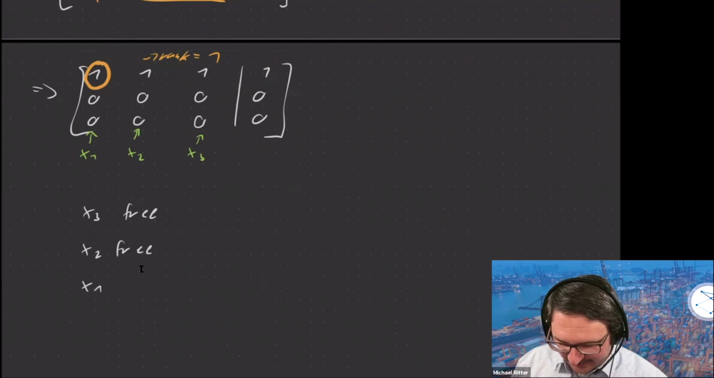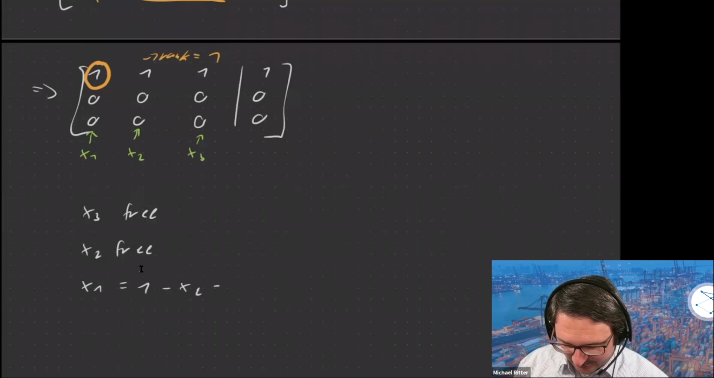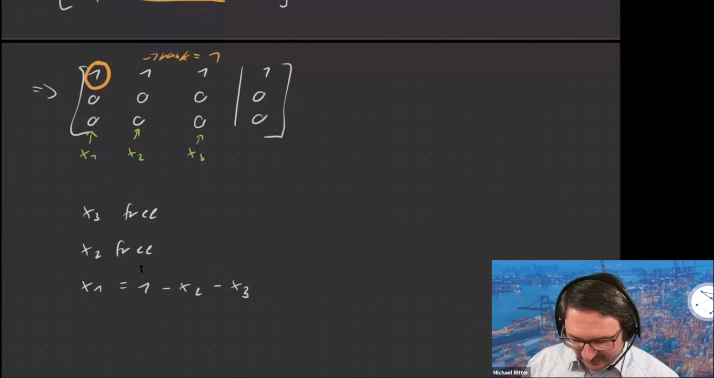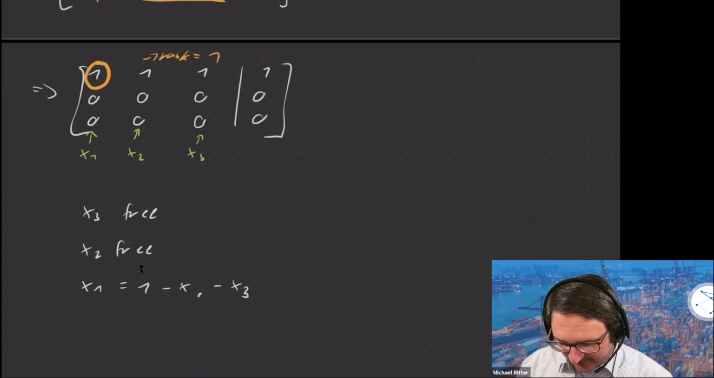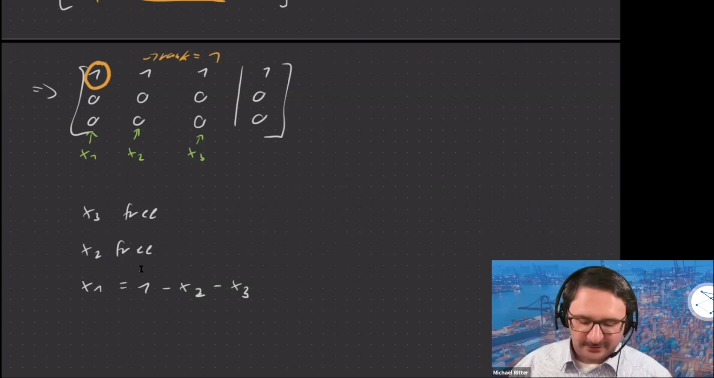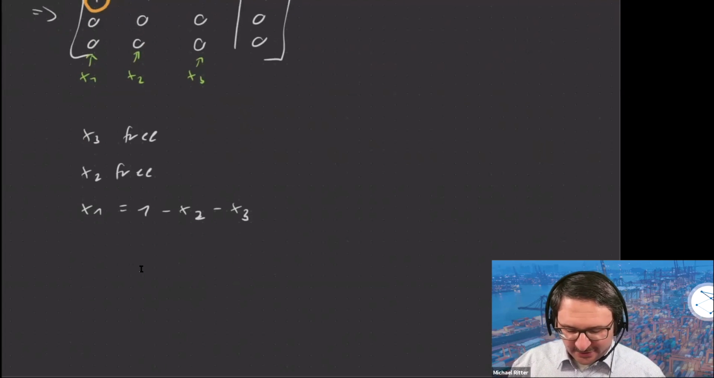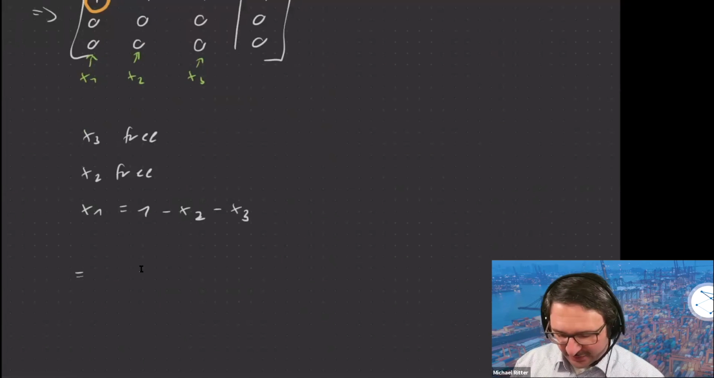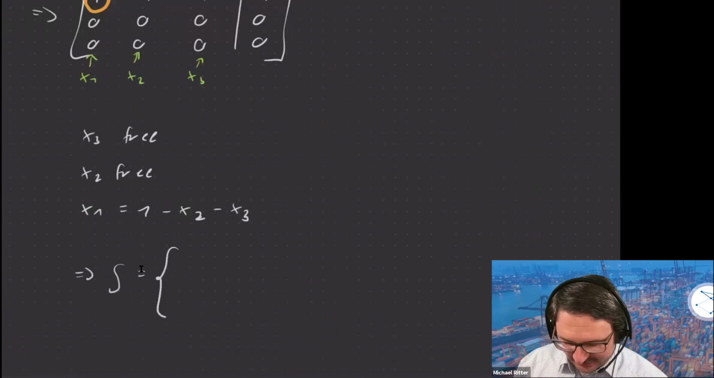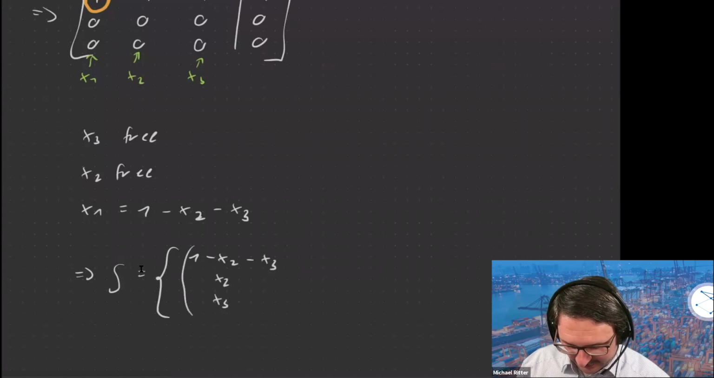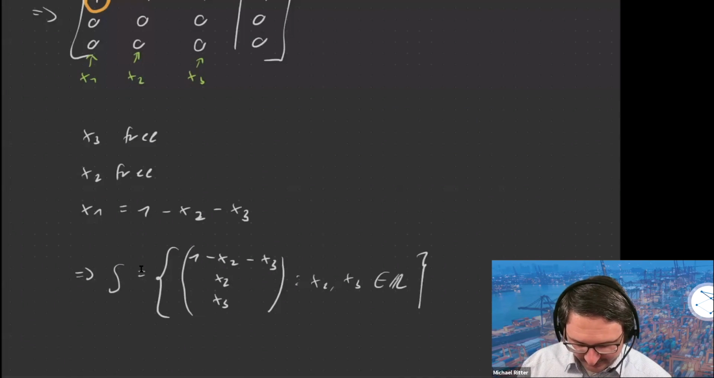So we take that, solve it for x1. That's again 1 minus x2 minus x3. We did that already. And this time we don't have values for x2 and x3 because those are free variables. And that means for any combination of those, we get one solution point. So the set of solutions is composed of all points that look like this: 1 minus x2 minus x3, any x2, any x3. And those take any real number as a value.